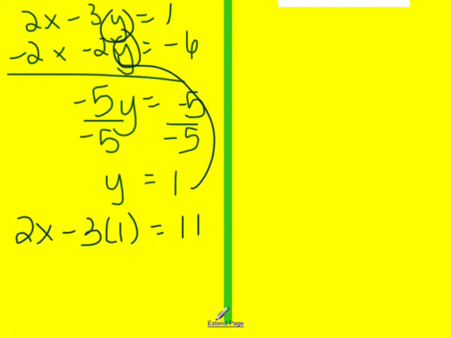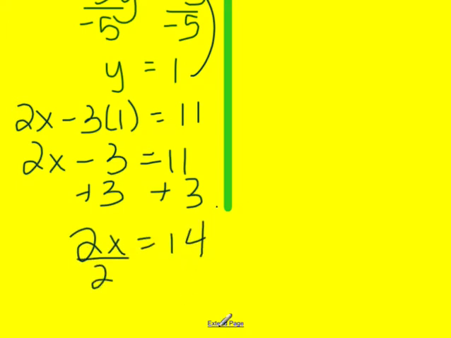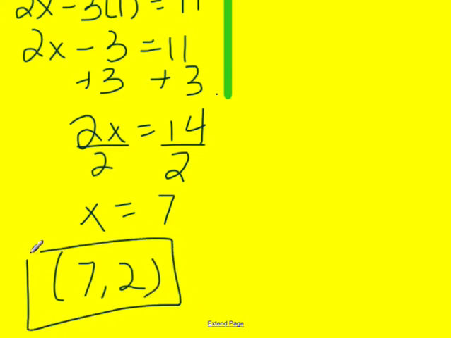Okay, so now what I'm going to do, 2x minus 3 is equal to 11. So now I need to get that 3 over to the other side. So I'm going to add 3 to both sides, and I get 2x is equal to 14. Divide both sides by 2, and I get that x is equal to 7. So x is equal to 7, and y is equal to 2. So we get (7, 2) as our final answer for that one.